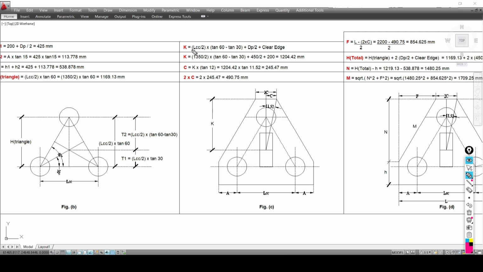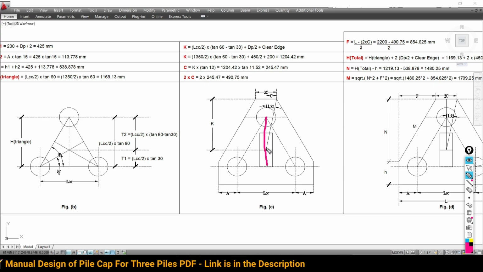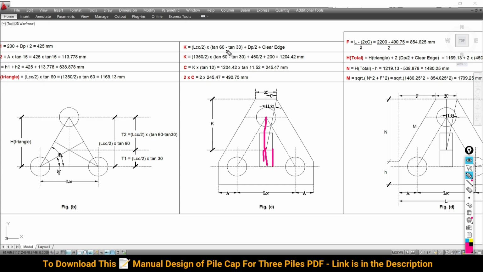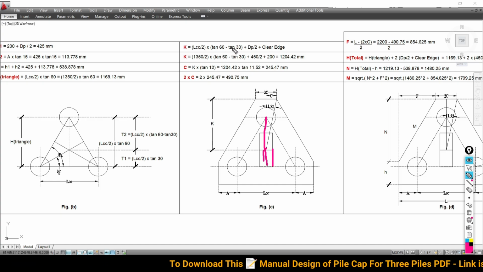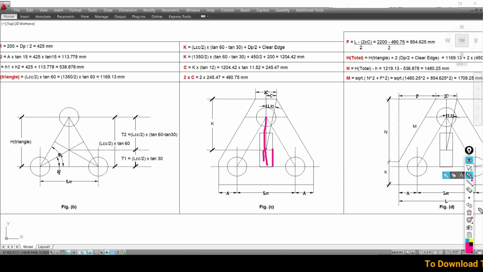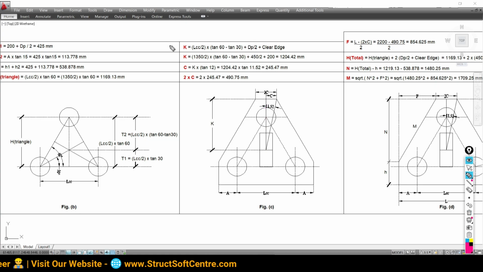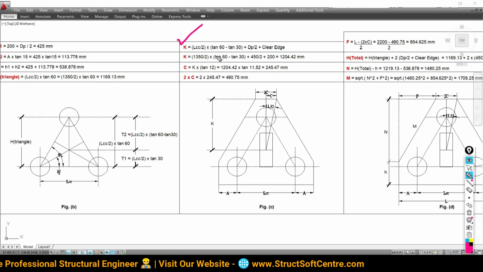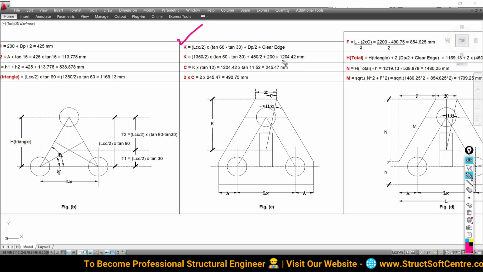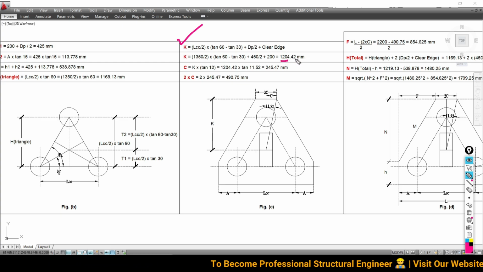So the formula for this total K becomes: K equals LCC, the center to center distance, divided by 2 multiplied by tan 60. So we get the total height. Then we have to subtract this height, that is again LCC by 2 multiplied by tan 30. So LCC by 2 we take outside, and tan 60 minus tan 30 will finally give you this height. Then plus half of the diameter of the pile plus the clear edge distance. So finally we get the K value. After putting all the values here, we get the K value as 1204.42 in mm.